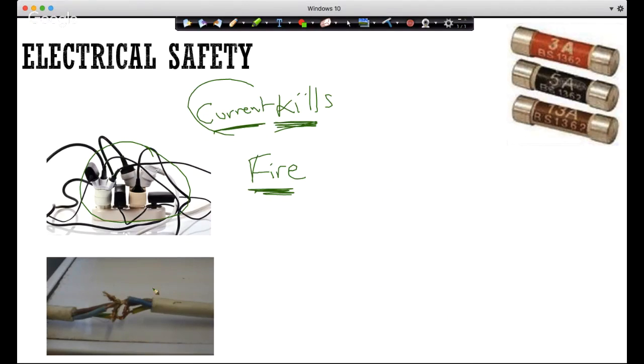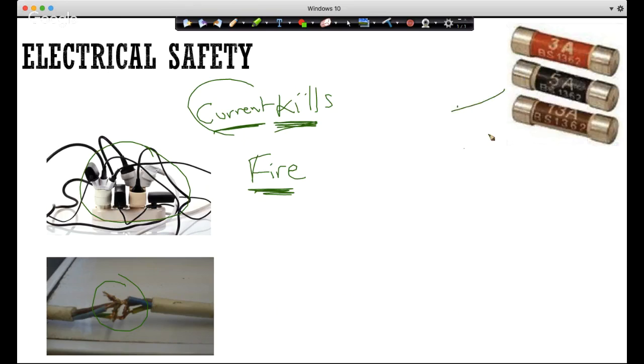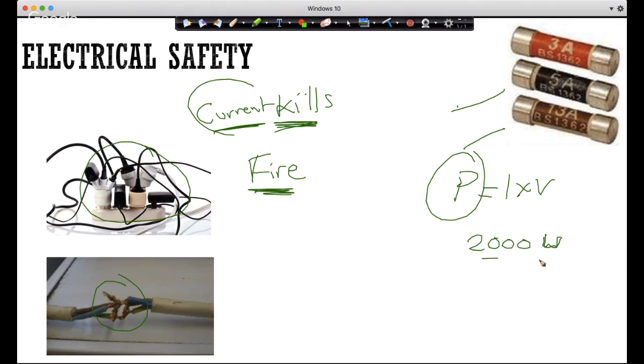The frayed wires are here, where the live wires are exposed. We can also work out what type of fuse should go in an appliance from this equation: P equals I times V. The question would tell you the power rating of an appliance, so maybe it's a 2000 watt hi-fi system. That'd be very powerful. And we know the voltage, because the voltage is 230 volts.